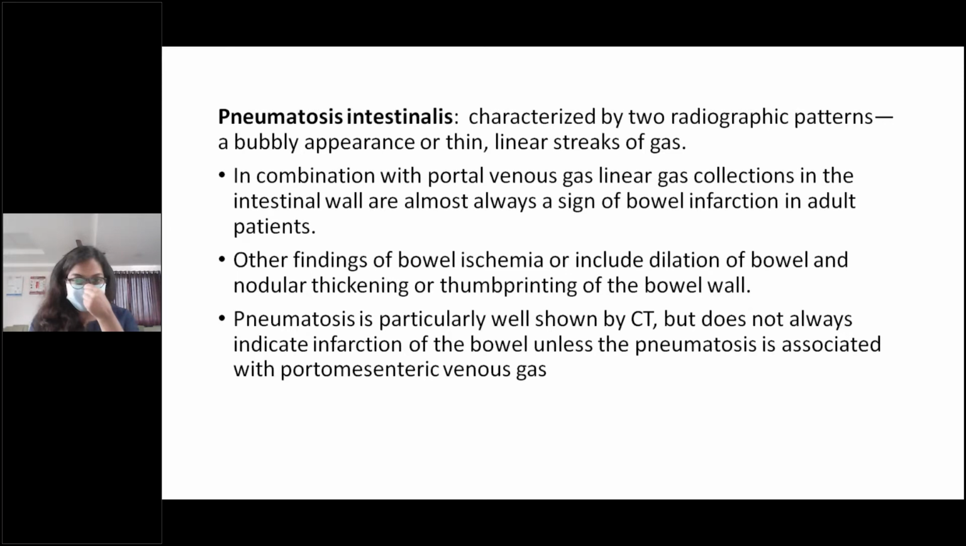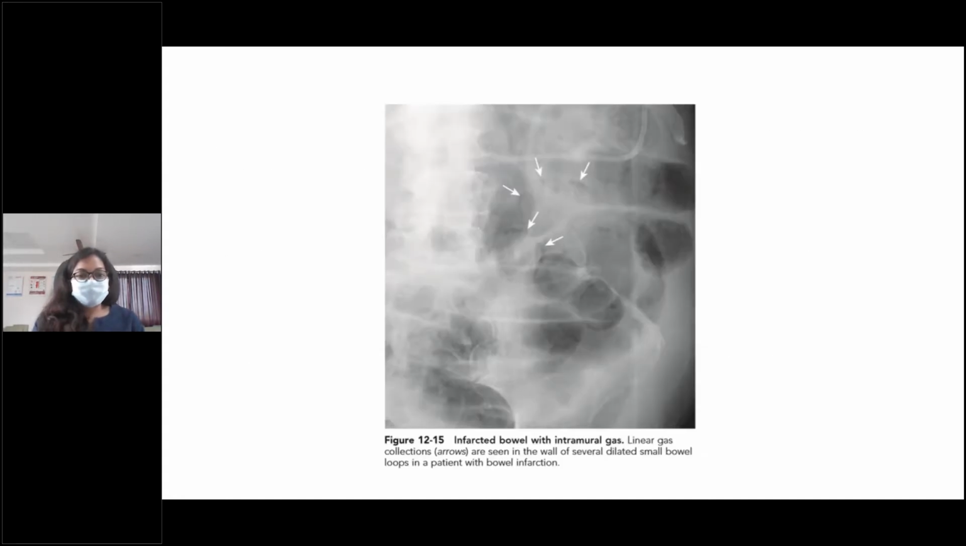Pneumatosis intestinalis. It is characterized by two radiographic patterns: a bubbly appearance, or thin linear streaks of gas. In combination with the portal venous gas, linear gas collections in the intestinal wall are almost a sign of bowel infarction in an adult patient. Other findings of bowel ischemia or infarction include dilatation of the bowel, nodular thickening or thumbprinting of the bowel wall.